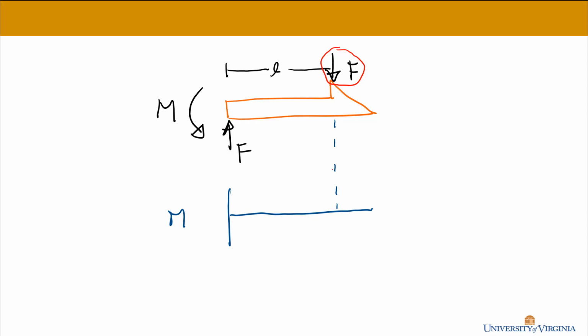But the magnitude of the moment at any point along the beam, starting from this dashed line where the force is applied and moving to the left, if we call that distance x, just how far away you are from the force that's applied, the moment is just F times x. So at the point where the force is applied, the moment's 0. And at the base where it's attached to the rest of the part, it's F times L. And in between those two, it's just a linear relationship.